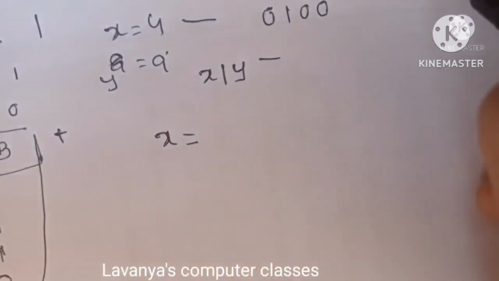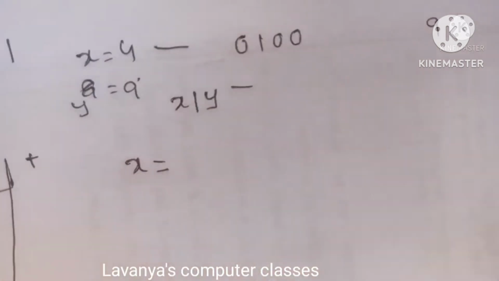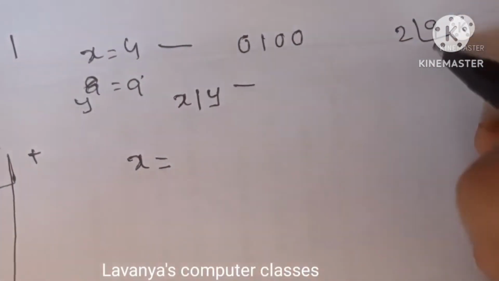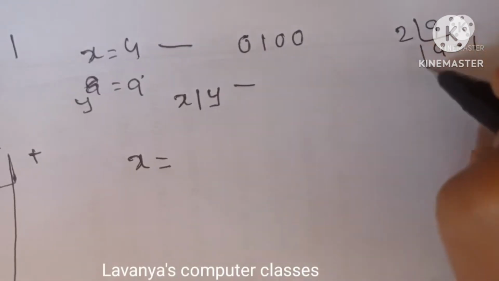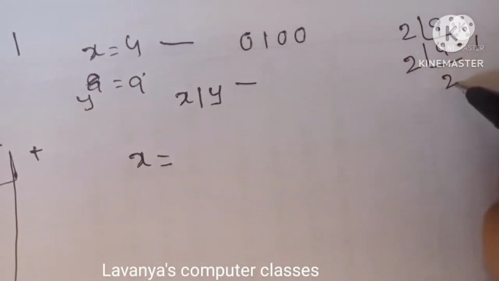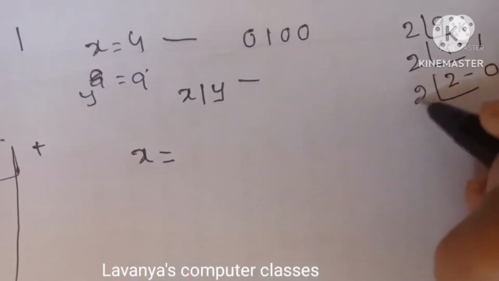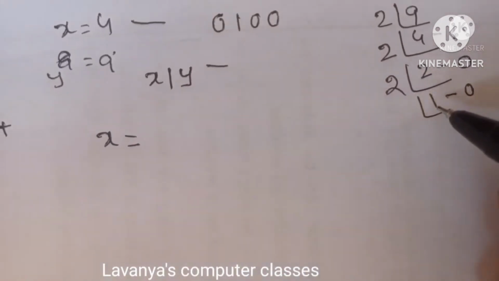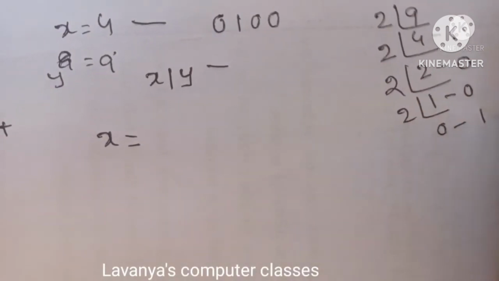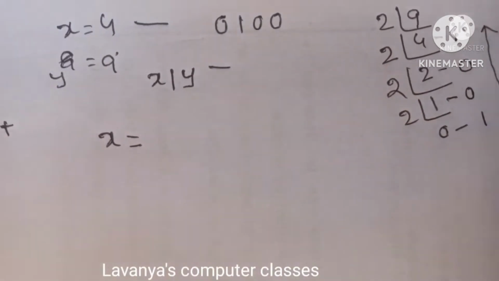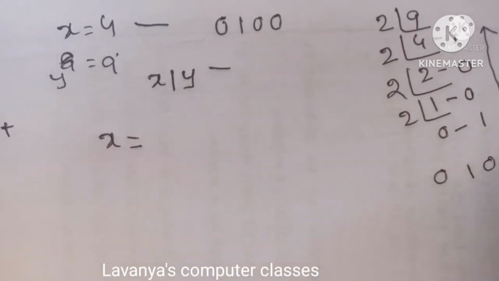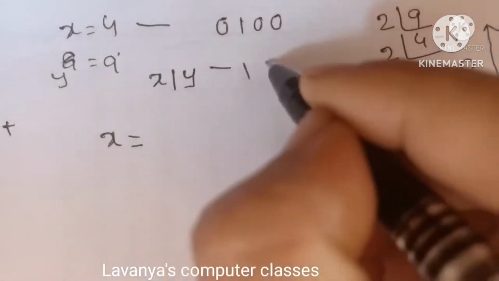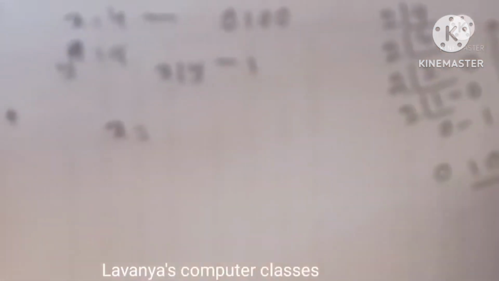What is the binary number of 9? Similarly, again divide by 2. 9 divided by 2: 2 4s are 8, remainder is 1. Again divide by 2: 2 2s are 4, remainder is 0. 2 1s are 2, remainder is 0. 1 is not possible to divide by 2, so keep 1 there. Reading the answer, we get 1 0 0 1. So 9 is 1 0 0 1.